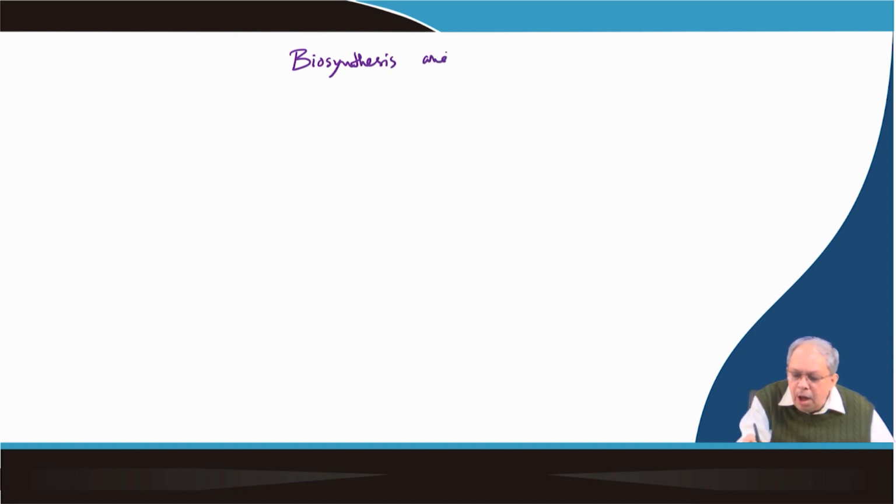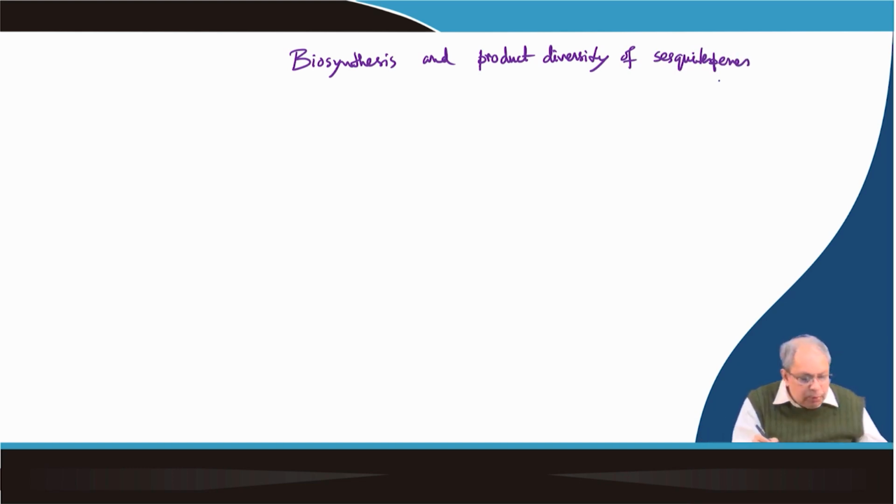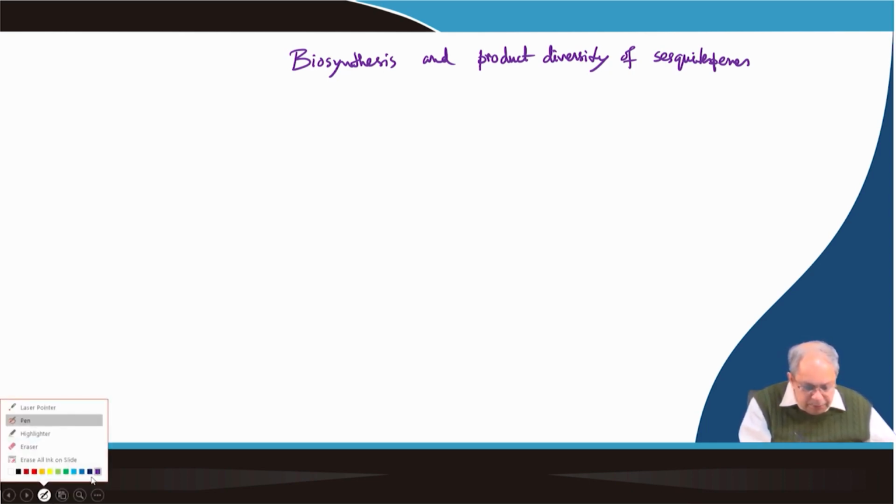Biosynthesis and product diversity of sesquiterpenes. So, sesquiterpenes are C15 compounds, which I have already mentioned in one of the previous classes, and there is an enzyme called sesquiterpene synthase, and the substrate is farnesyl pyrophosphate.